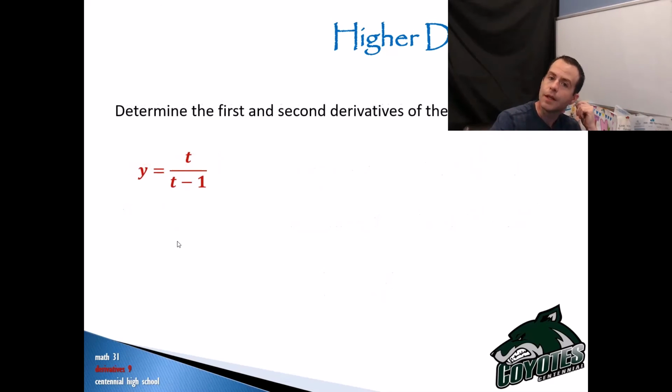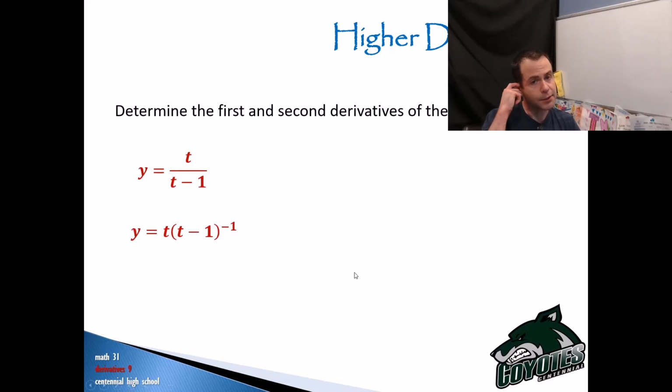Okay, this guy, y equals t over t minus 1. So again, we could use the quotient rule right now, or we could call 1 over t minus 1 t minus 1 to the negative 1 and use the product rule. Okay, I chose to write it as t times t minus 1 to the negative 1, and I'm going to use the product rule.